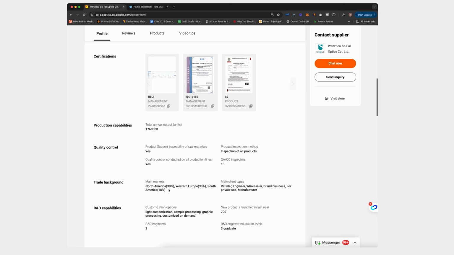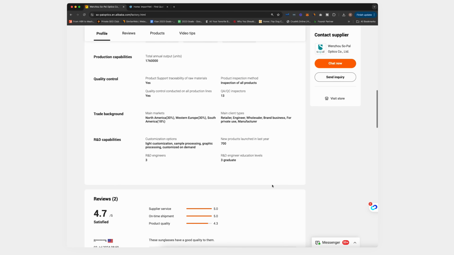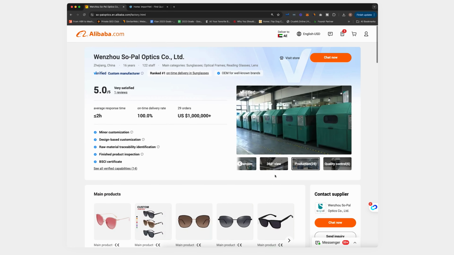Now, this is very important, which markets they supply. And this is a big factor in me deciding which factory to work with. I can see 30% of their exports go to North America, 30% go to Western Europe. So they are very familiar with the standards required for the market I'm also trying to sell in as well. So this ticks a lot of boxes as a very, very good factory.